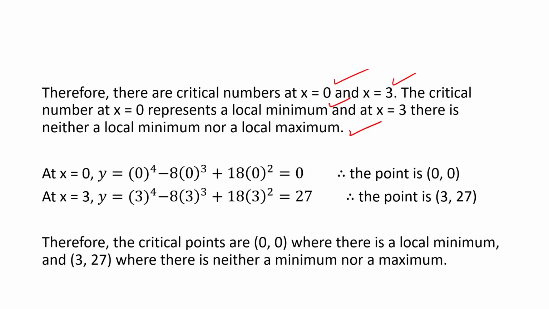Well, those are critical numbers, but what are the critical points? Well, that's pretty easy to figure out. We just take those x values and sub them into the original expression for y. At x equals 0, y is 0, so the point is 0, 0. And at x equals 3, y is 27, so the point is 3, 27. We've got two critical points. The first one is a local minimum, and the second one is neither a local minimum nor a local maximum.